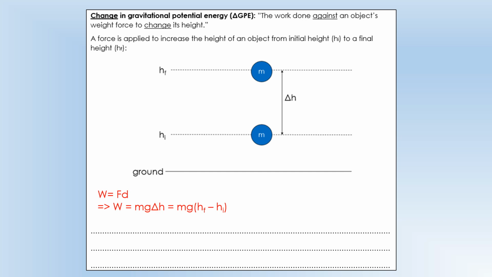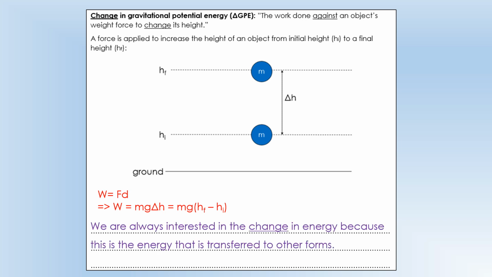What we'd find out is, well, work done is force times distance, and the weight force of an object is mg, and the distance we've moved is delta h, or hf minus hi, and so that gives us how much GPE the object has gained.